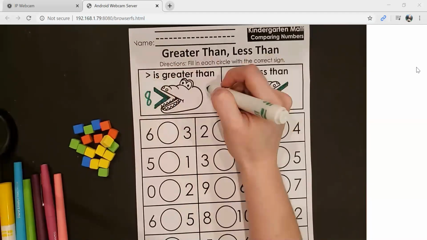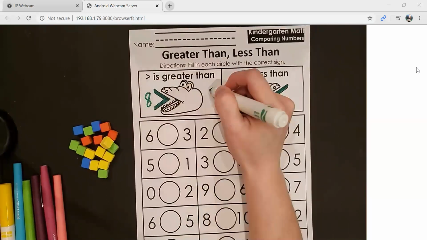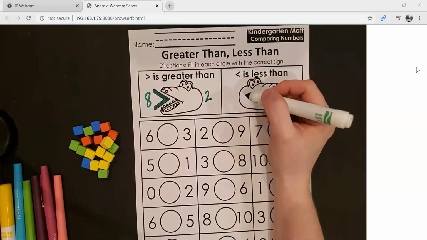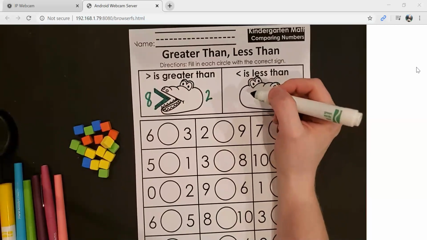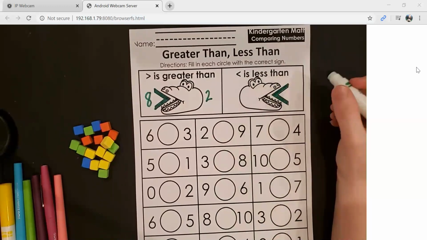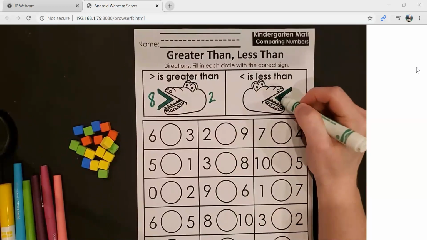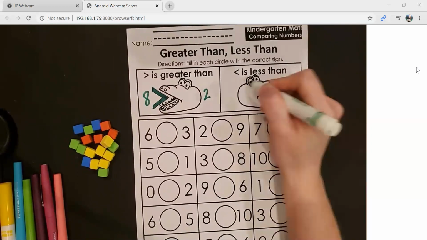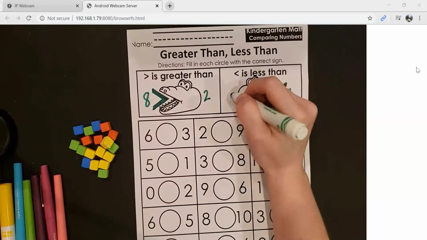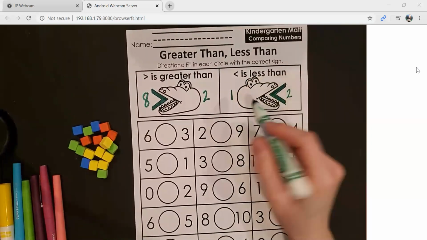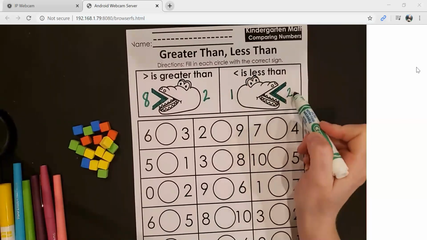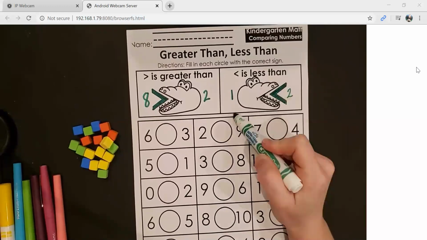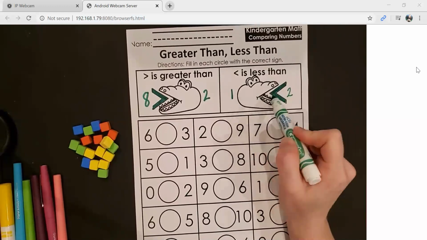Like if we were comparing 8 and 2, 8 is a much bigger number, so he would want to chomp 8. Over here, this direction would be chomping the number 2 and the number 1. 1 is less than 2. He's chomping 2 because 2 is greater than 1. 1 is less than 2.